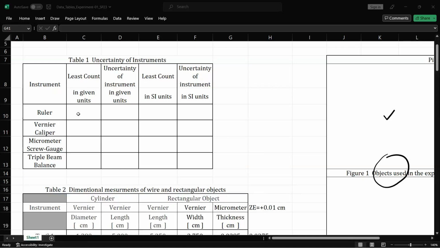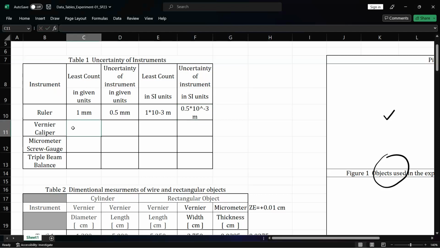Okay, let's continue on table number 1. The ruler's least count is about 1 millimeter, and the uncertainty of the ruler is 1 over 2 of the least count, which means 0.5 millimeters. You just need to multiply each of these numbers by 10 to the power minus 3 to get into the unit meters. It's going to be 0.5 times 10 to the power minus 3 in unit meters.